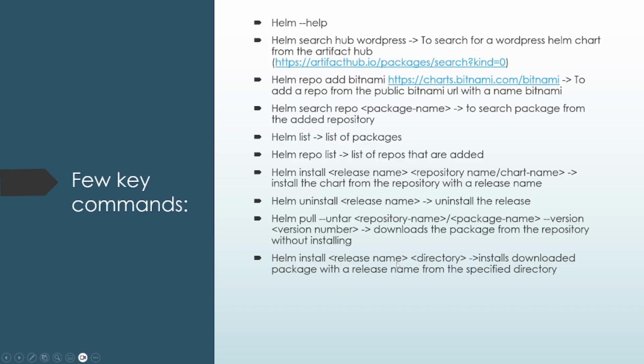helm install release-name with the directory. Installs the downloaded package with a release name from the specified directory. This command installs the downloaded package that we pulled with the pull command, from a specific directory. So I think you now have some important information and key command information to use in your Helm learning.